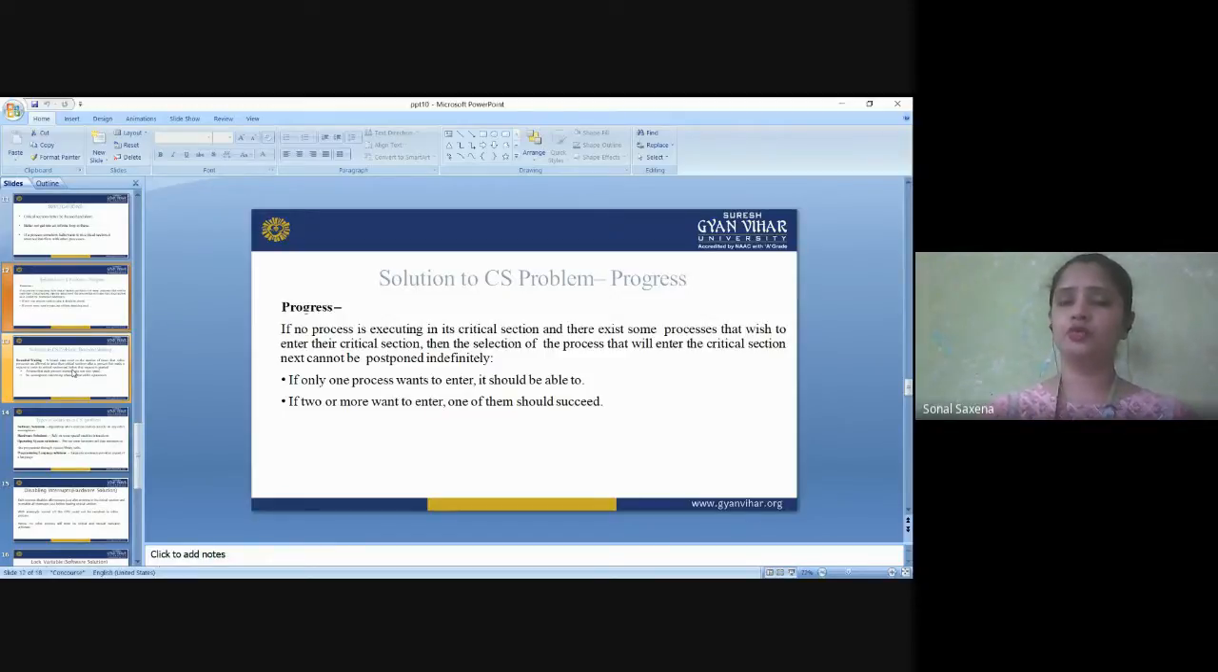Now, if only one process wants to enter, it should be able to. We shouldn't do such a thing where the critical section is completely free, and even then we are not allowing any process inside the critical section. This should not be done. A single process, if the CS is free, we should allow the process to enter and get executed. Now, if two or more want to enter, one of them should be allowed on the basis of first come first serve or on the basis of priorities. Either way, we should always allow one process to enter the critical section. This is a single point, right?